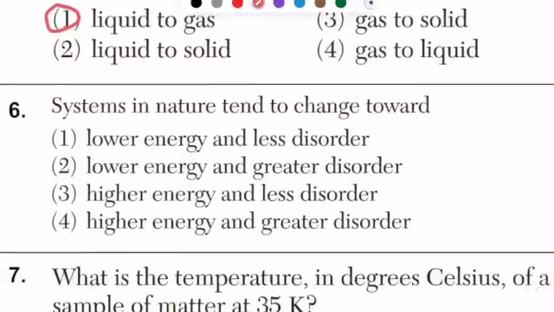Systems in nature tend to change toward... Most important question, you should remember this. This is most likely going to show up. So systems in nature prefer high disorder, randomness, and they require very little energy. So lower energy and greater disorder, or you can say lower energy and high entropy.